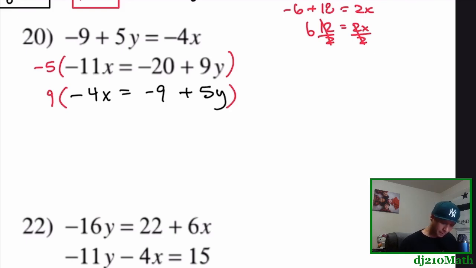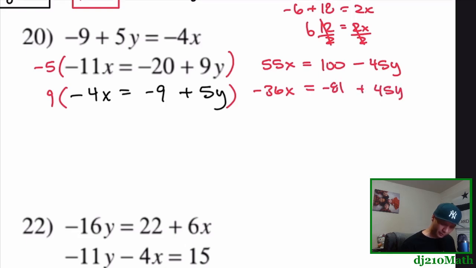All right, this is going to be positive 55x equals positive 100. 2, 4, 6, 8, 10. Yep. And then -45y. Then I have -36x is equal to -81. Then plus 45y. Okay, 45y's cancel. That's what I wanted to happen. Then I have 19, and then 55 minus 36.